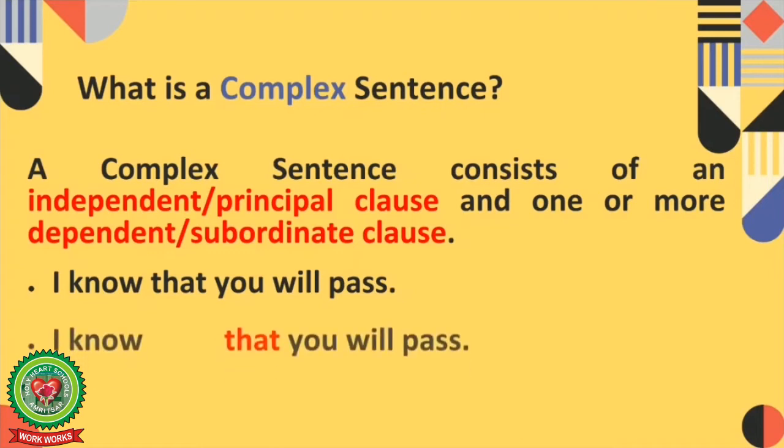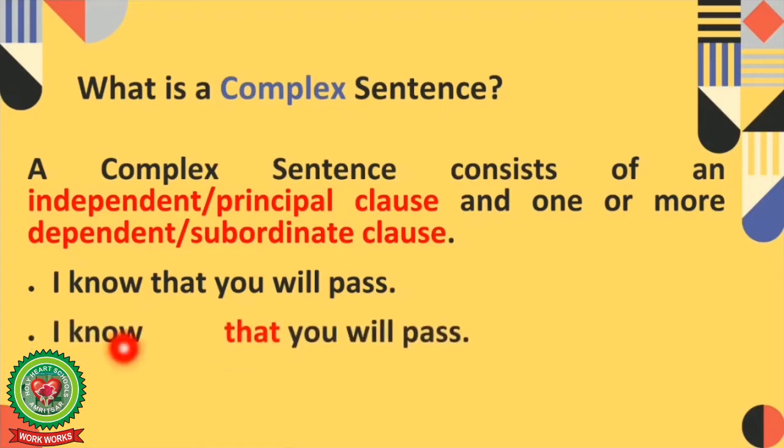Students, this sentence can be divided into two parts. I know that you will pass. Students, in this sentence, that is a subordinating conjunction. So, the part of the sentence that begins with subordinating conjunction, that is subordinate clause. And the other part of the sentence, I know, is the principal clause. I know makes complete sense, so it is also called independent clause. And that you will pass depends on principal clause for its meaning. So it is also called dependent clause.